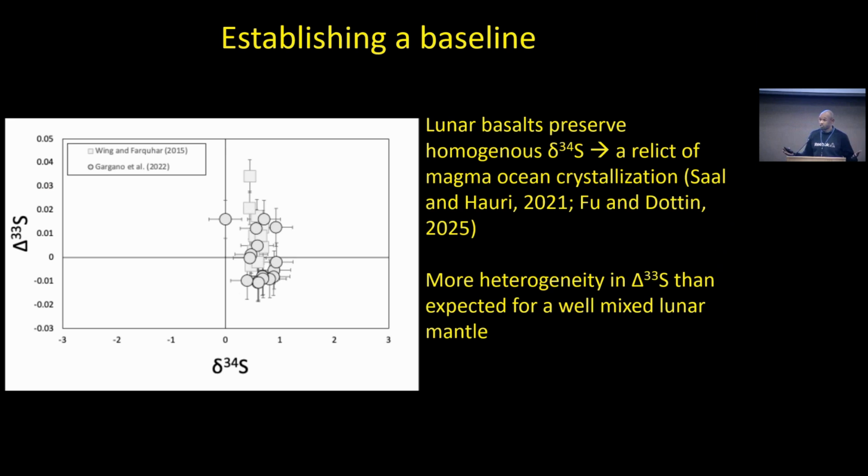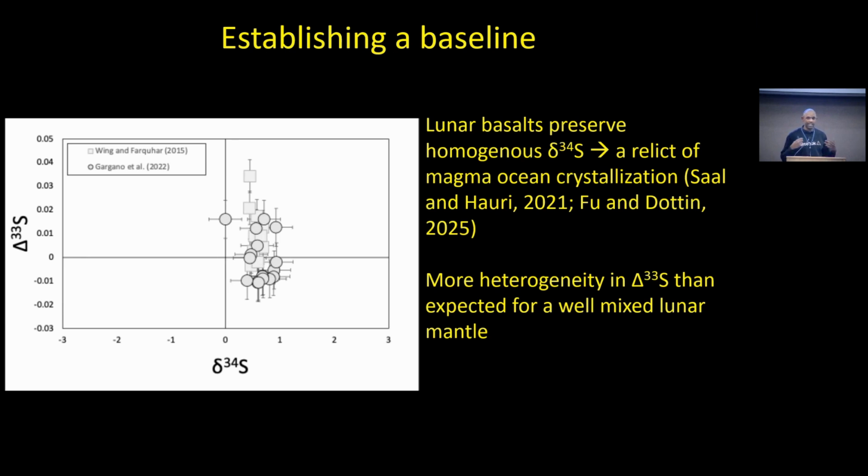Now, when we established a baseline for the sulfur isotope composition of the moon, what we initially observed was that the delta 34S composition, that mass-dependent tracer, was relatively homogeneous but fractionated from the assumed origin of 0, and that has been attributed to a relic of magma ocean crystallization. But what's even more interesting about this data set is that the cap delta 33S values, that's on the y-axis, the mass-independent tracer, exhibit more heterogeneity than what we would expect for a well-mixed lunar mantle.